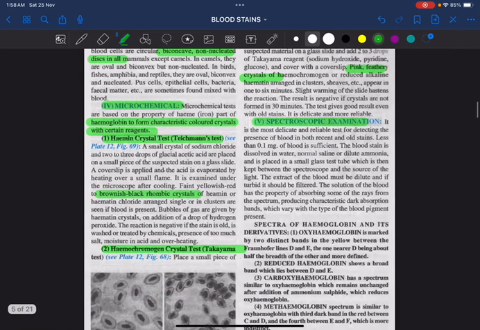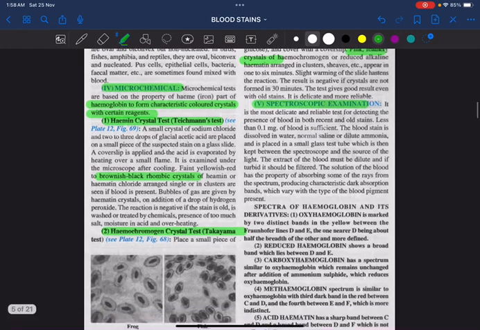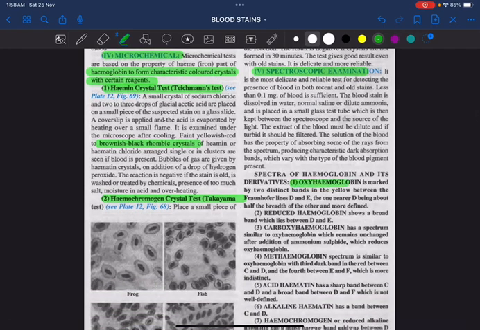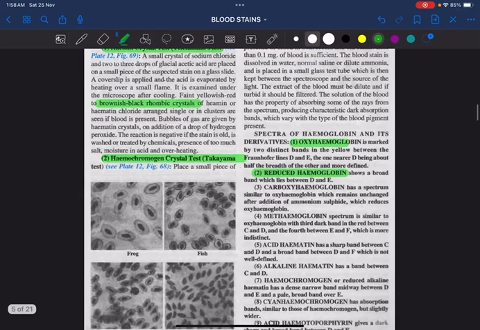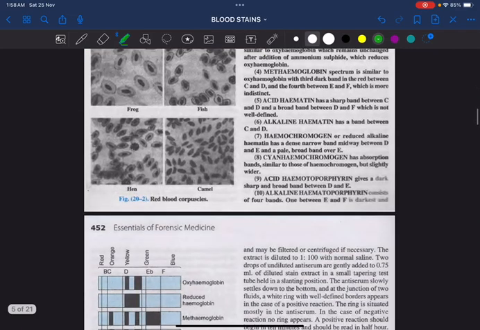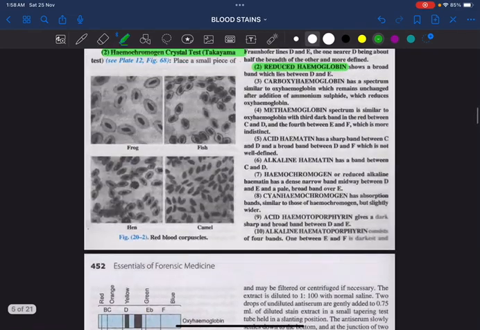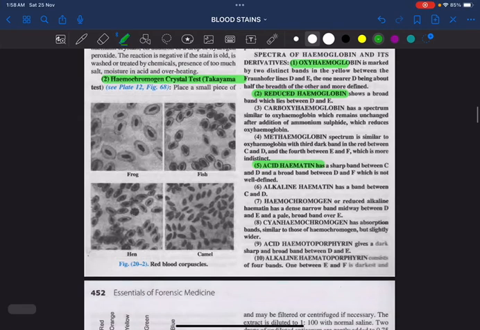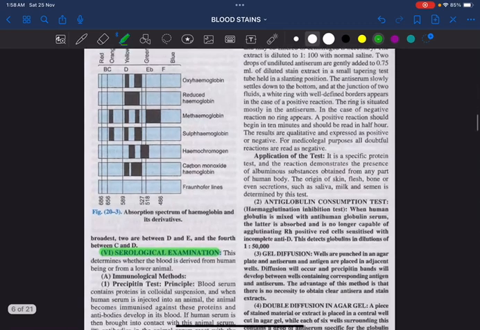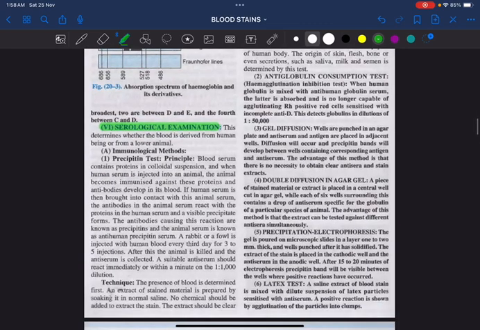Then coming to spectroscopic examination. Number one is the oxyhemoglobin method, reduced hemoglobin method, and then the acid hematin, alkali hematin method, and methemoglobin method. These are the various tests you would have already studied in your physiology, in hemoglobin estimation. Just remember the names.